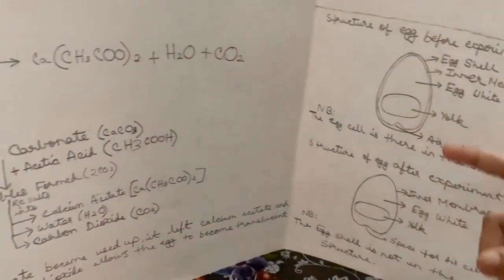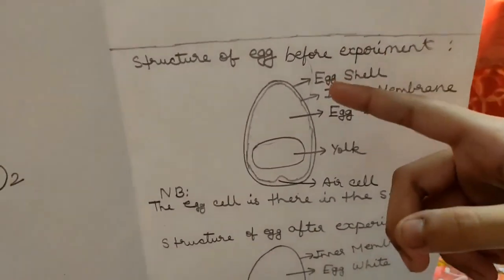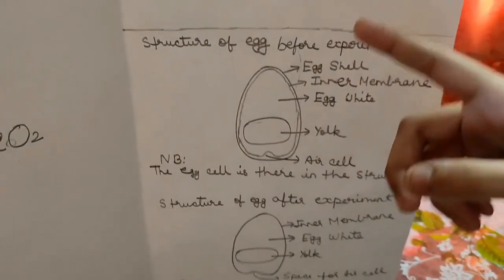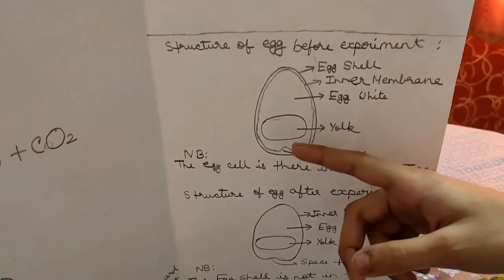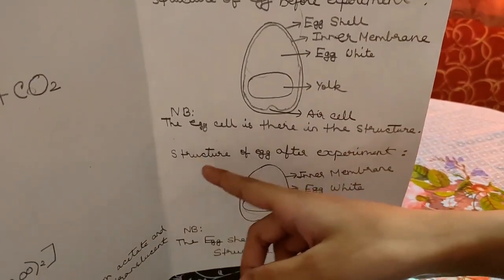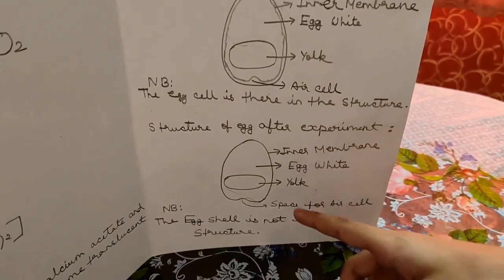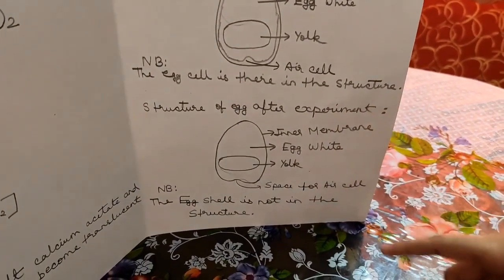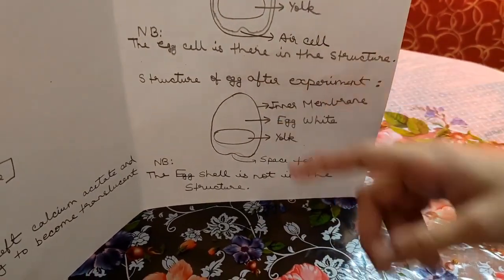So let me show you now the structure of the egg before and after the experiment. The structure of the egg is the eggshell, the inner membrane, the egg white and the yolk, and the air cell present before the experiment. Note that the eggshell is present only here. The structure of the egg after the experiment is the inner membrane, the egg white and the egg yolk, and the space for the air cell. Now note that the eggshell is not over here. So that means this is the inner membrane.